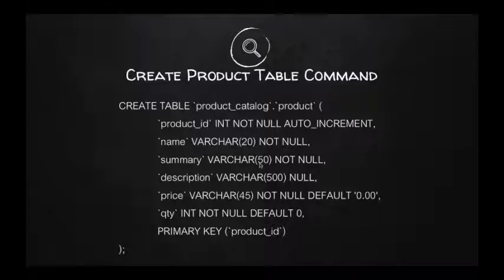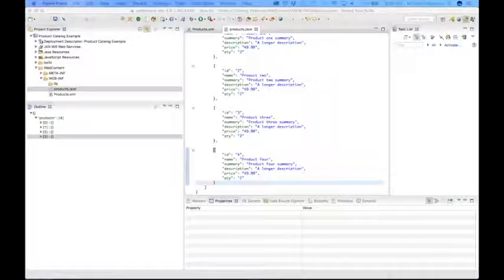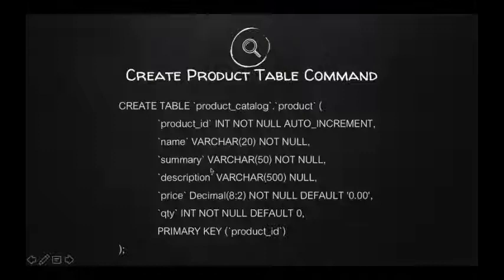I do see one little mistake. Let me fix that here. So instead of price being varchar, that was actually supposed to be decimal, 8 and 2. All right, so for describing decimals in a system, the syntax used is decimal.